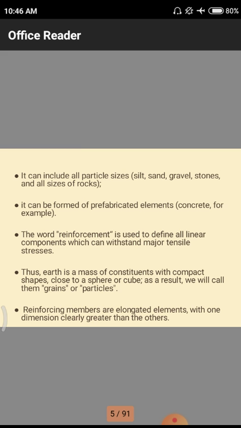The earth mass has constituents with compact shapes close to a sphere or cube. As a result, we call them grains or particles. Normally earth mass constituents have different compact shapes according to their nature. If it is a cube or sphere, as a result we call it grains or particles.